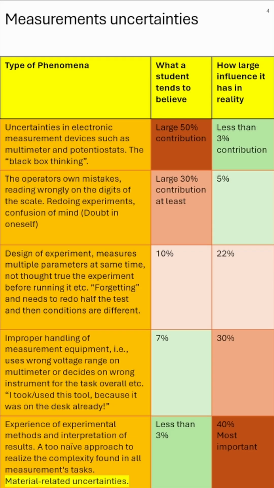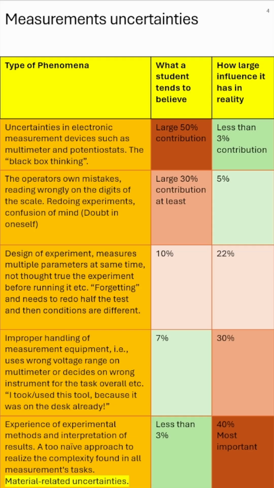So technically it is still measuring voltage, but you have the wrong range, so the resolution of that measurement device becomes too poor for the task. These things the students tend to miss. They don't reflect on this. And this actually has a great influence on measurement uncertainty.